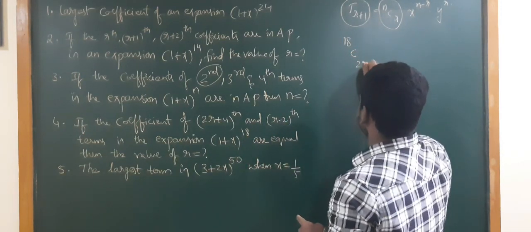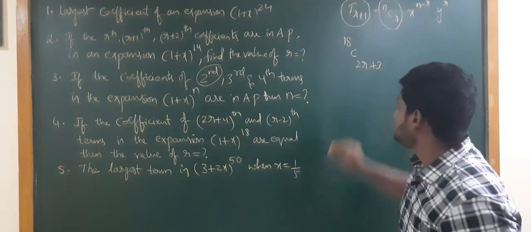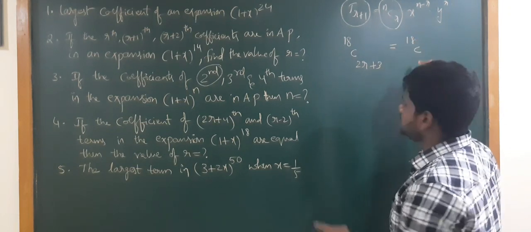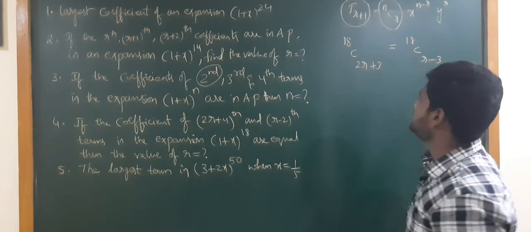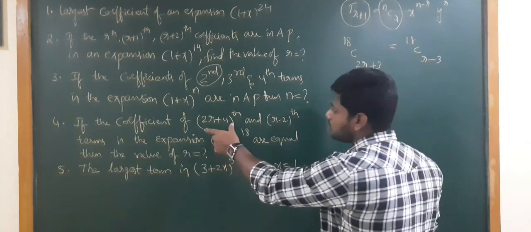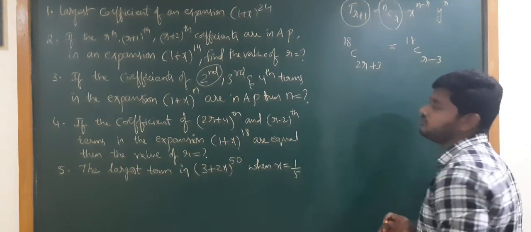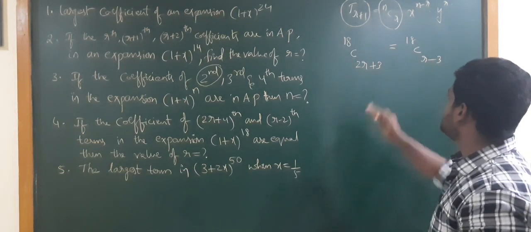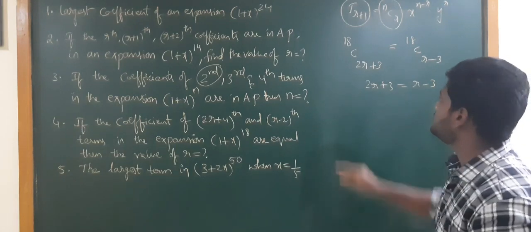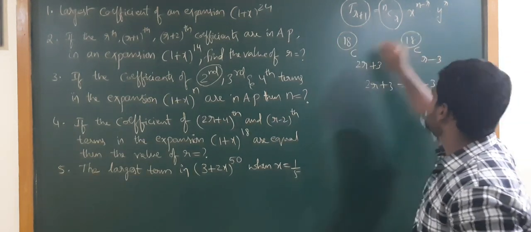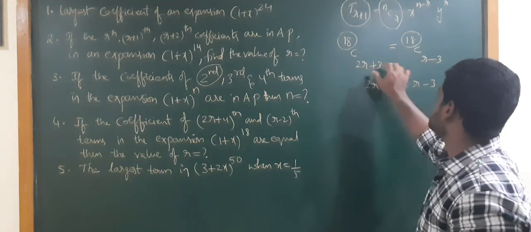So 18C(2r+3), nothing but 1 less than 2, this we need to consider, is equal to 18C(r-3), 1 less than 2, this is r minus 2 minus 1, which gives r minus 3. Why I have written equal: it means the coefficients of this and this in that expansion are equal, then find the value of r. As these two are equal, what we need to equate is 2r plus 3 is equal to r minus 3. Why? Because as these two are equal, we need to equate these two.